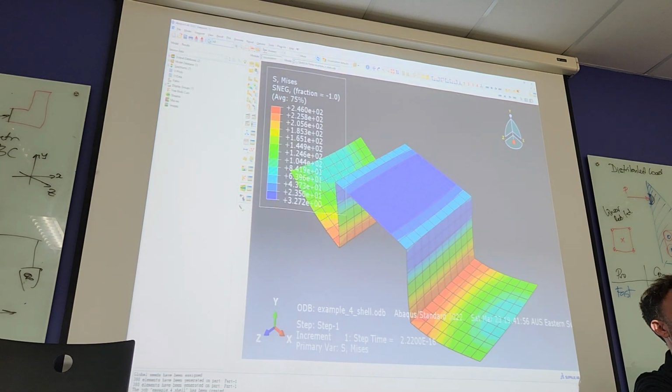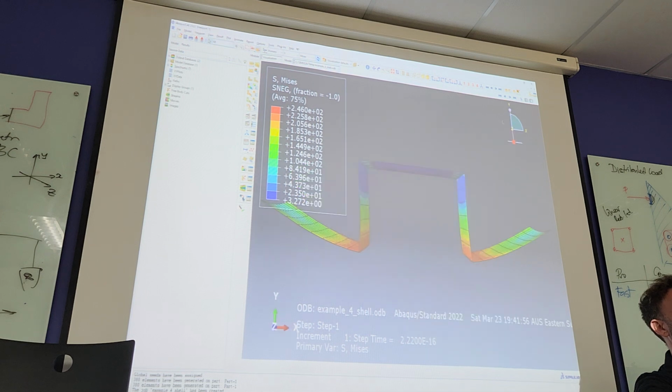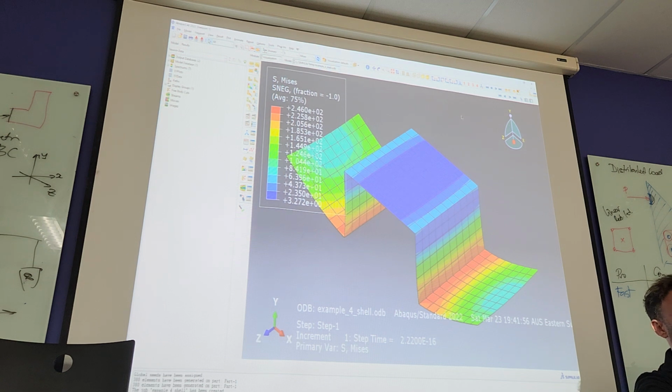Okay. Is that what we are expecting to see? Yes, we are. So the structure basically deforms the way we want, the way we are expecting it to deform. Yeah? Yes. Which one? Load, okay, yeah.